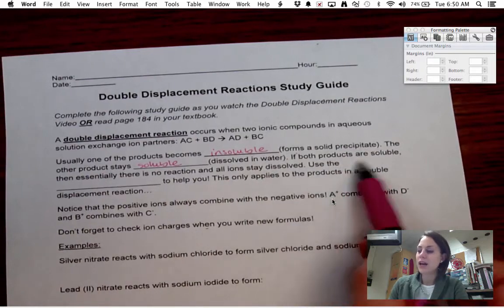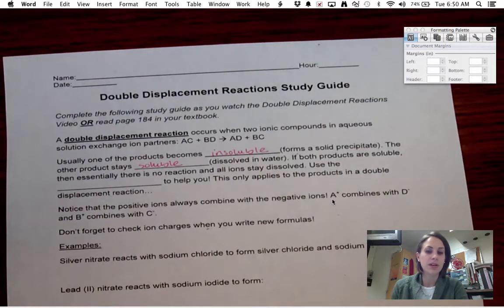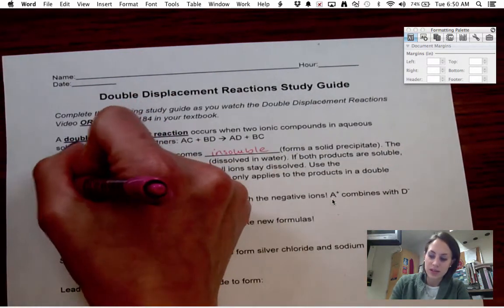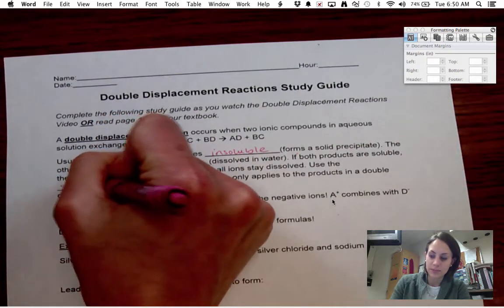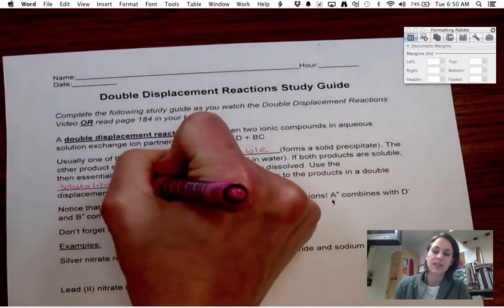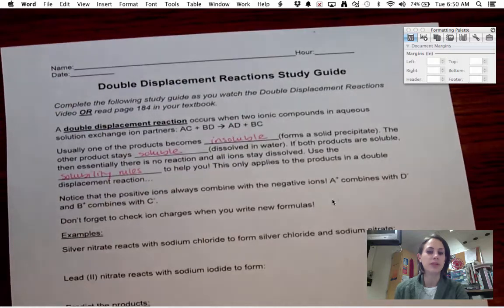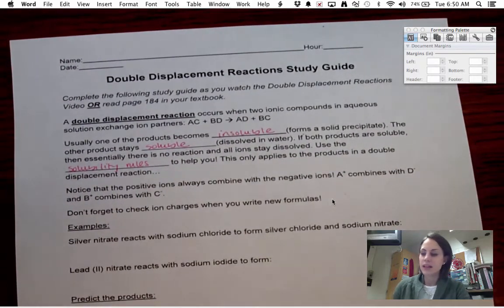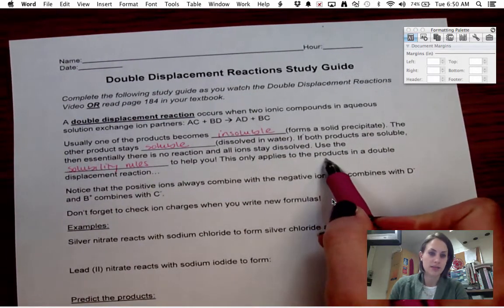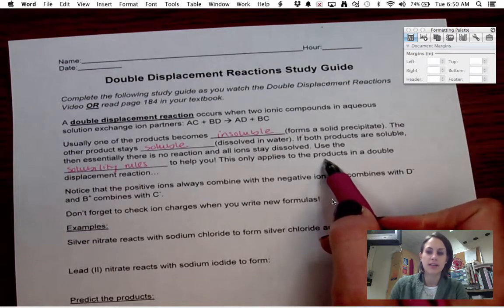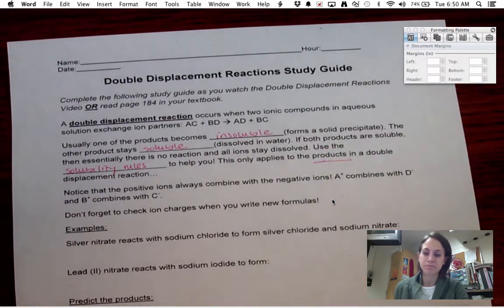And how I can tell if my products are going to be soluble or insoluble is to use the solubility rules. And you have received a handout of this to help us today. And this, again, only applies to the products. The solubility rules are only for the products in the double displacement reaction.